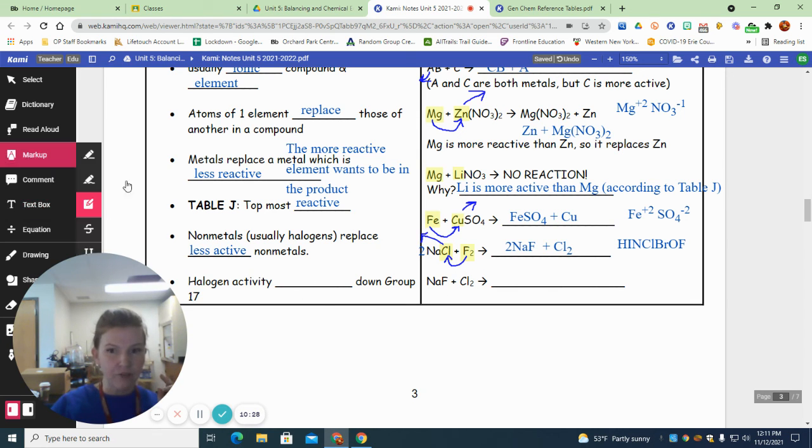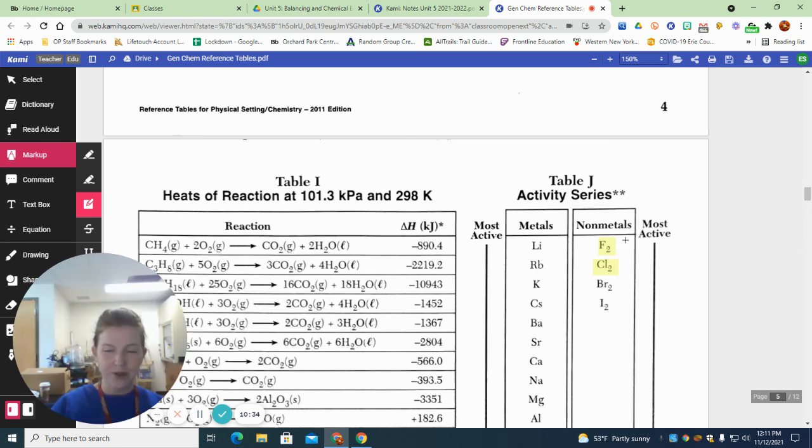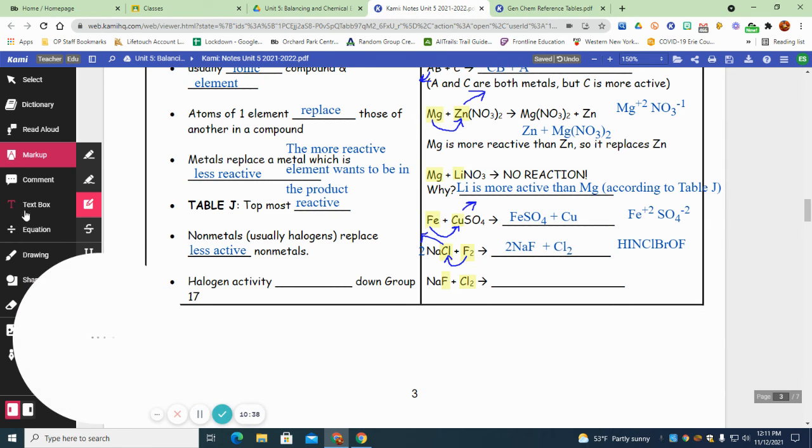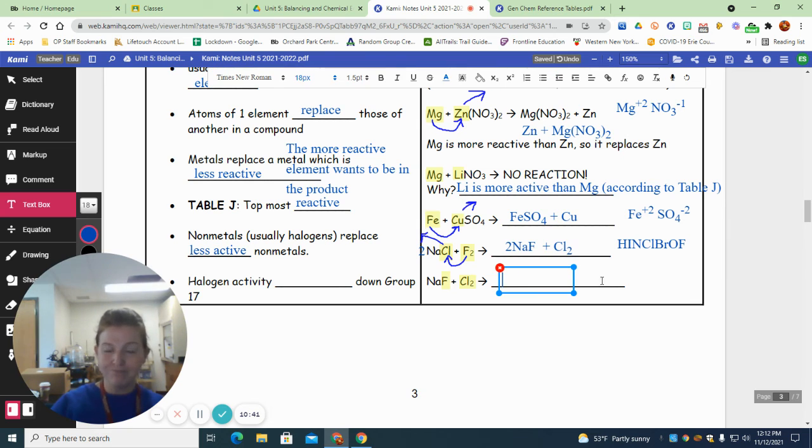Let's take a look at this last one here. We have NaF plus Cl2, so we are in competition between the fluorine and the chlorine. As I go over to table J and compare those, I can see fluorine is more reactive. Well, fluorine is already in the compound, so what's going to happen? Nothing. No reaction, because fluorine, I'll just say F, is more active than Cl.